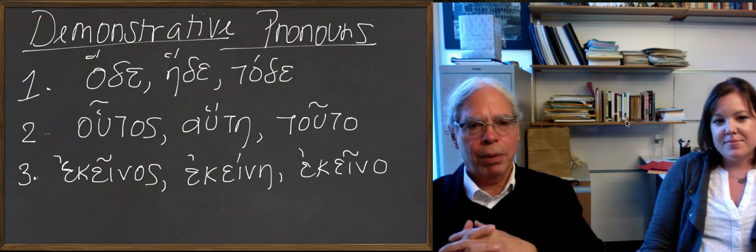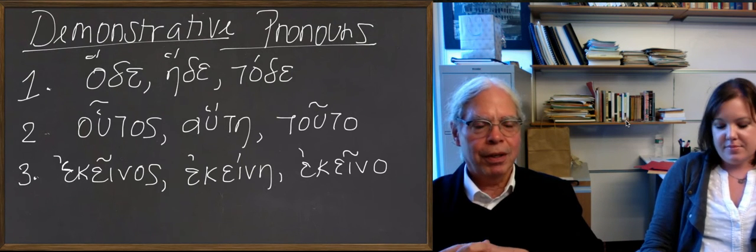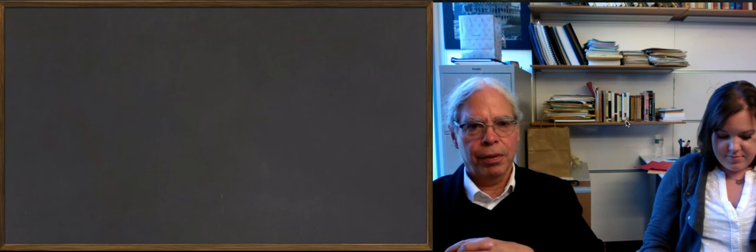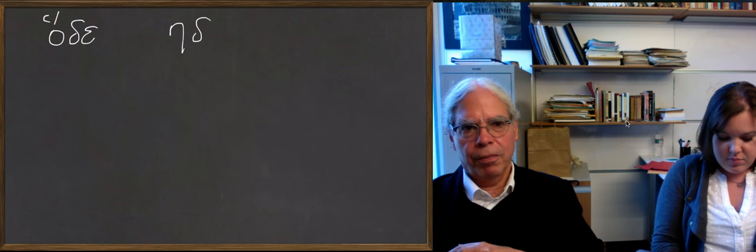Okay, let's talk about the forms. We should have a new screen. The forms of hode, hede, tode, we can put their adjectives. They have three genders. They have singulars and plurals in all four cases. Hode, hede is the feminine nominative singular, and tode.